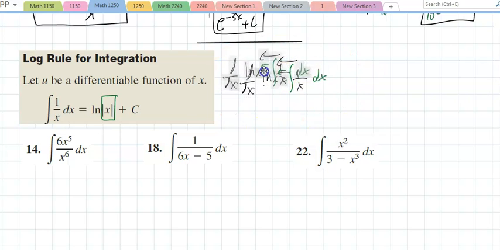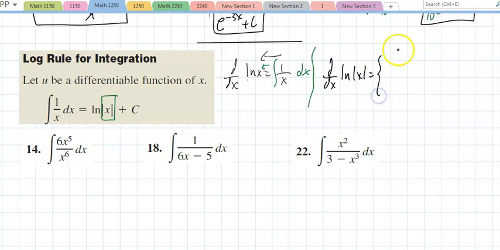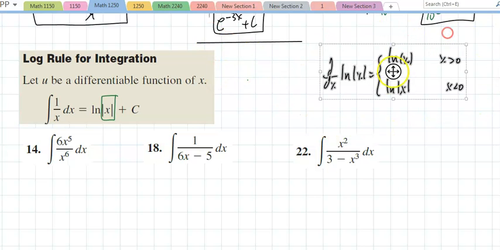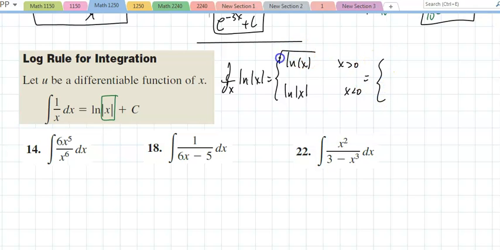And the reason for that, if I take a derivative of natural log of absolute value of x, that's going to be natural log of x if x is bigger than 0, and natural log of absolute value of x if x is less than 0, right? A derivative of the first is 1 over x. If x is less than 0, that's negative x, and a derivative of this is 1 over negative x times a negative 1, which becomes a positive. And do you see you get 1 over x either way?